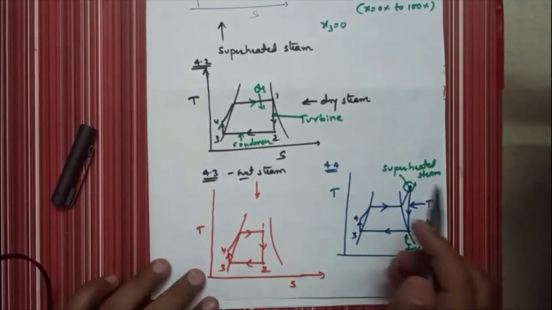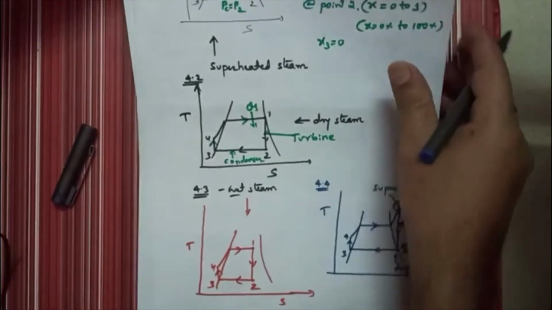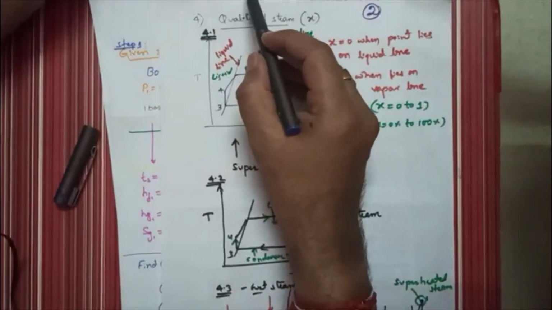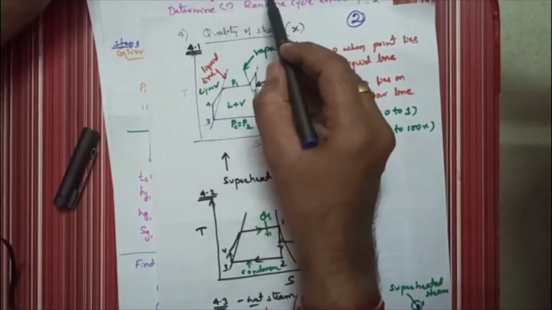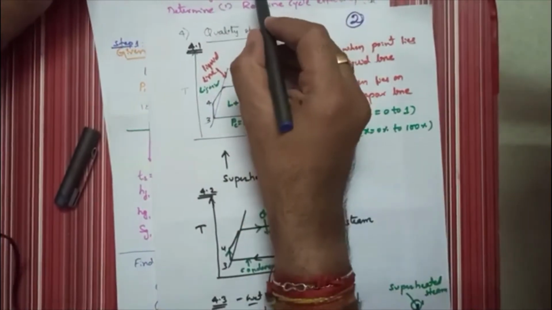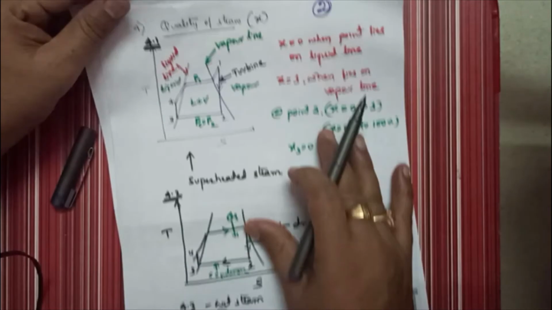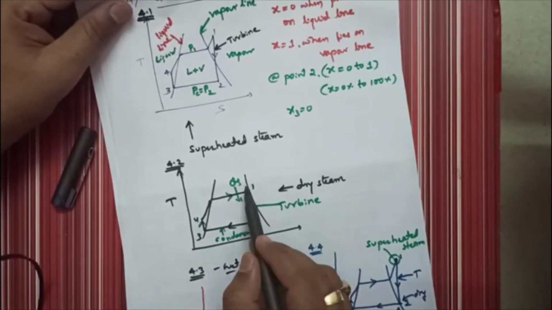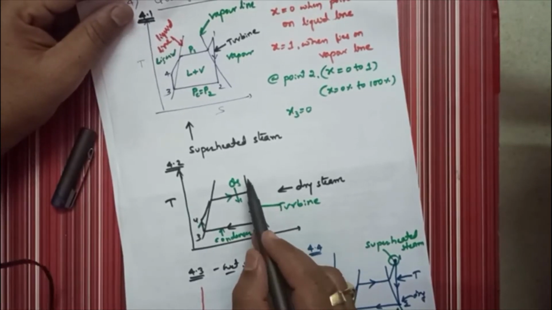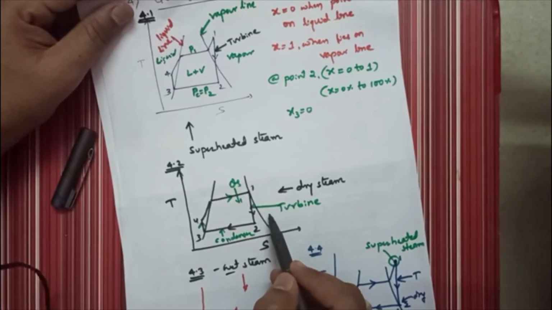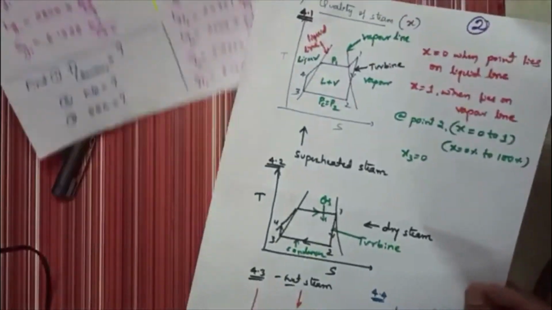Okay, now this problem is related to the second category, 4.2. What he has said in the problem is that the steam is dry saturated before entering the turbine or throttling in the turbine. Before means the starting point is only dry, it is not superheated, it is only dry condition. So here dry means it is on the vapor line. If it is on the right side, it is superheated. If it is on the line, it is dry saturated. If it is on the left side of the vapor line, it is wet condition. Okay, so coming back to the numericals here.